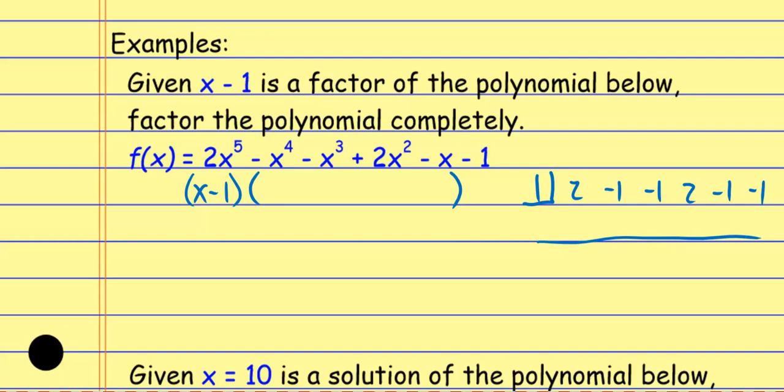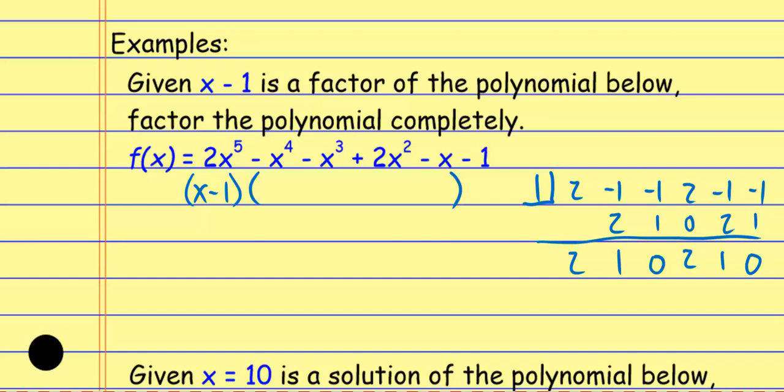So I bring the 2 straight down, because there's nothing to add right now. What's in the box times what's underneath? 1 times 2 is a 2. And then I add straight down, that's a 1. Now what's in the box times what's underneath? That's a 1. I add straight down, that's a 0. What's in the box times what's underneath? That's a 0. I add straight down, that's a 2. What's in the box times what's underneath? That's a 2. I add straight down, that's a 1. What's in the box times what's underneath? That's a 1. I add straight down and get 0.